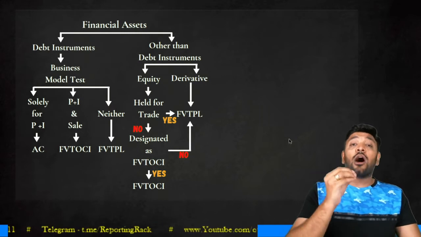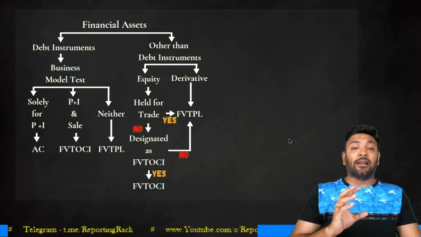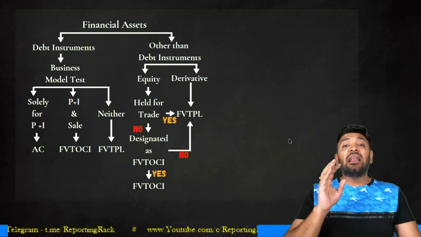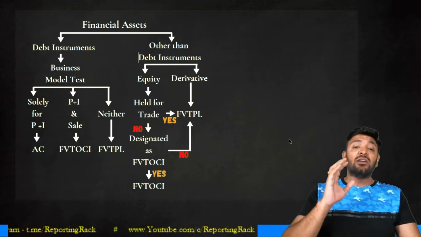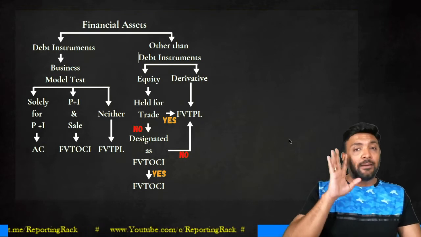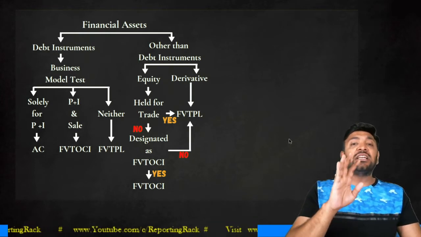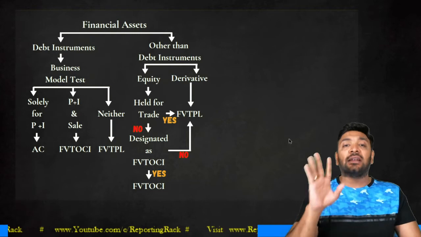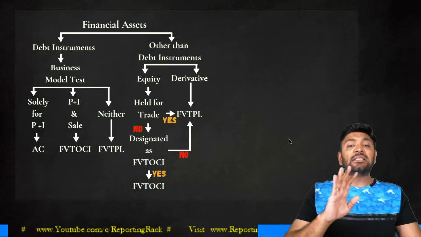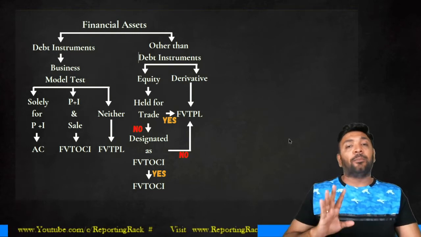In such case, for an instrument of mutual fund, I'll have to apply a business model test where I will see if it is held for trade. Held for trading means what? My intention is to derive cash flows from sale of that instrument. In such case, it should be classified as FVTPL.